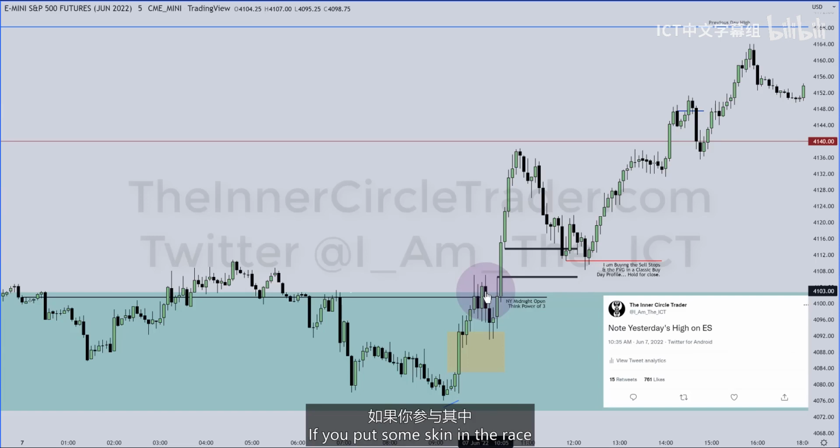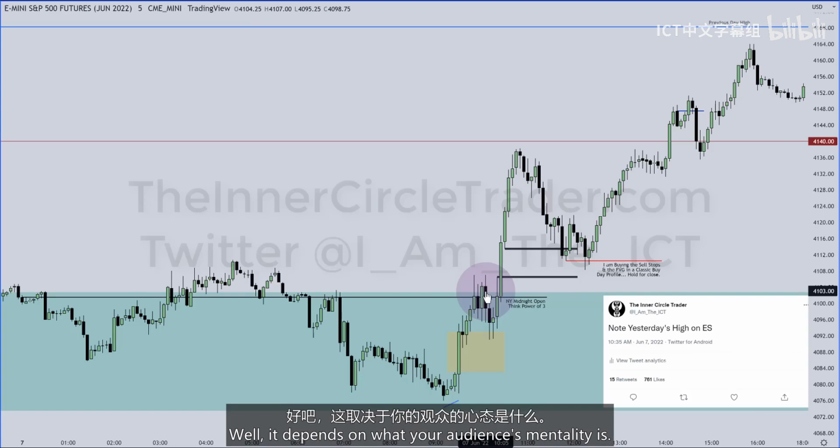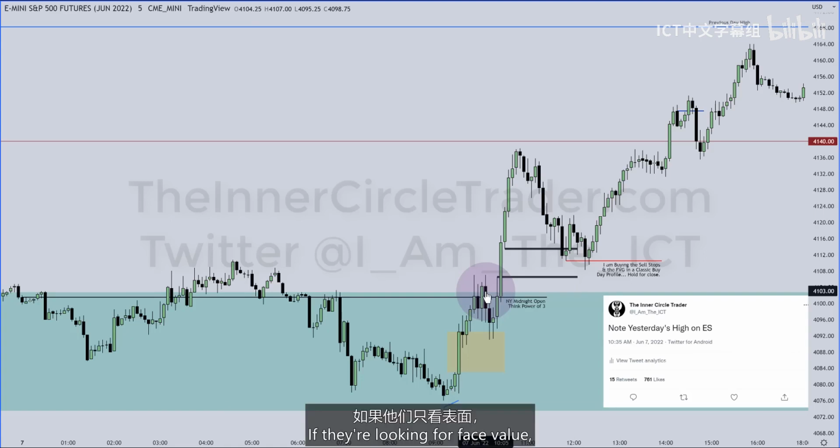No. If you put some skin in the race and you tell the public what you think is going to happen and it doesn't happen, do you lose? Well, it depends on what your audience's mentality is. If they're looking for face value, yeah, I was wrong about 40-70. You hear that? ICT didn't get something he thought. 40-70 didn't print. No problem. I don't need to be right.